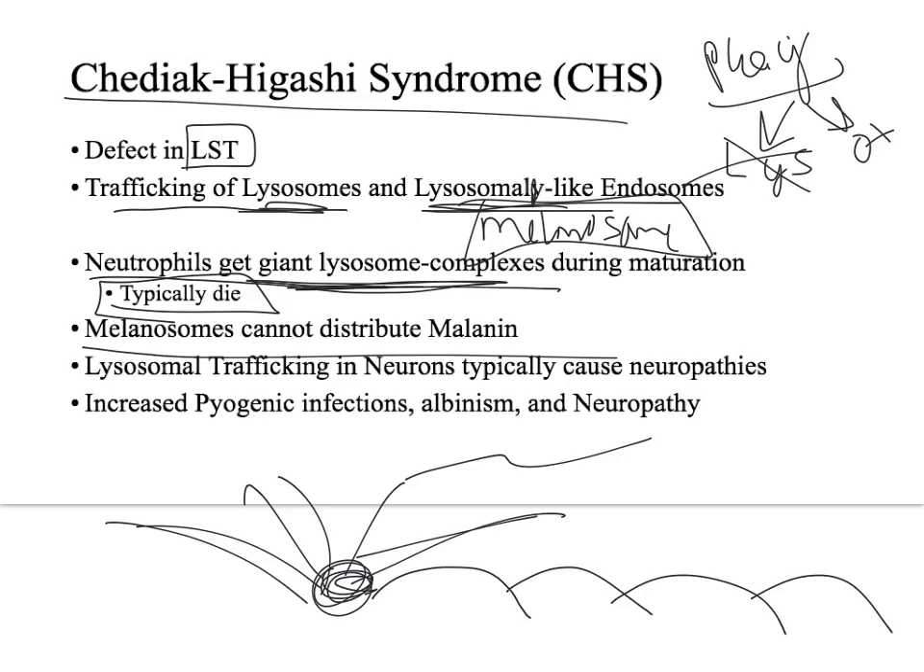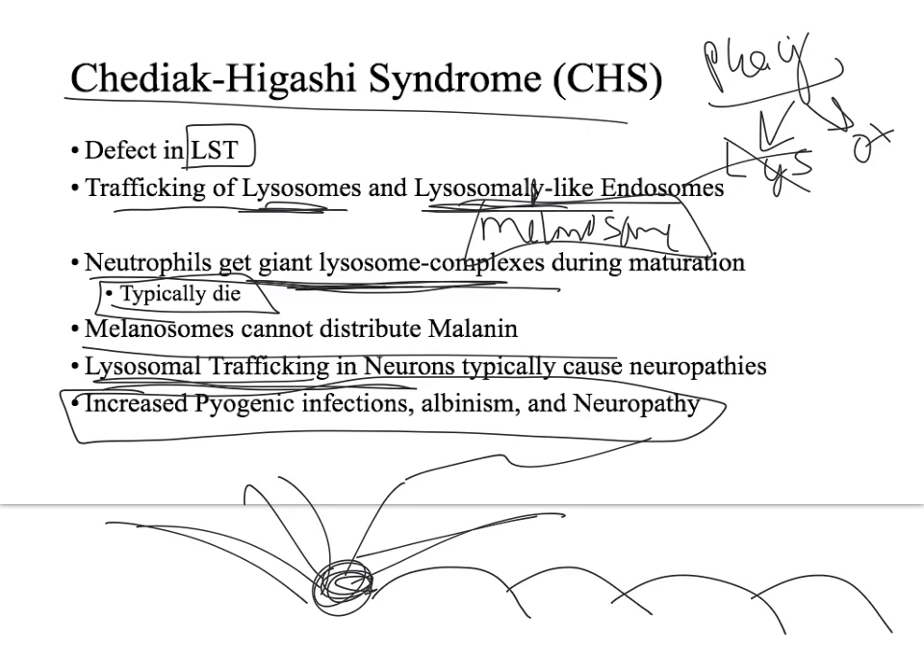Like I said, the melanosomes cannot distribute melanin, and then you have lysosomal trafficking problems in the neurons that usually cause various types of neuropathies and defects within the neurons. So the problem with the immune part is that you have increased pyogenic infections. You're going to get albinism because you can't hand off the melanin, and you'll get neuropathies.